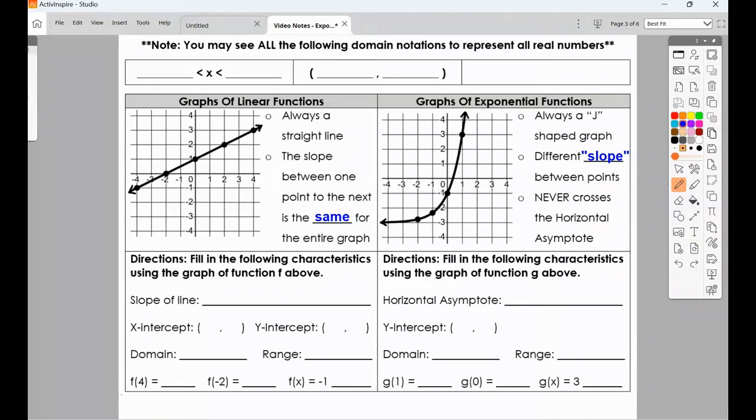Let's take our note here that you may see all the following domain notations to represent all real numbers. The first one's like we've done before, where we do negative infinity being less than x, which is less than positive infinity here. In parentheses, soft brackets here, you'll see a negative infinity, comma, positive infinity as well. Just another way to notate all real numbers. Last one is that fancy R rewrite that we saw at the beginning of the year as well, our symbol for all real numbers.